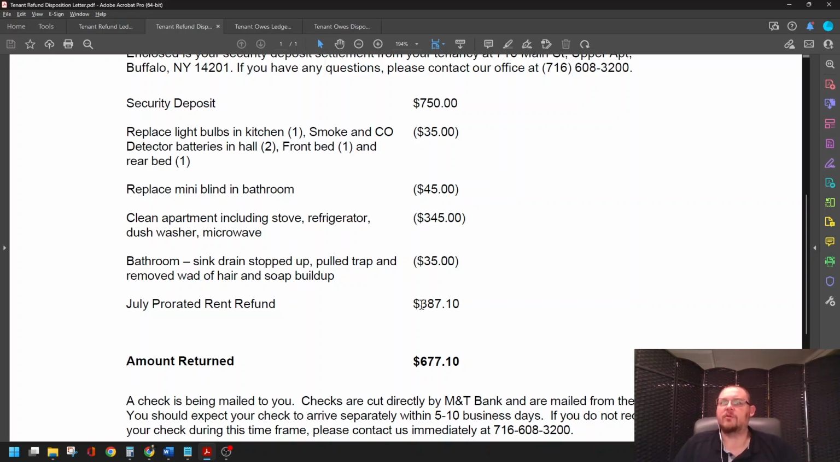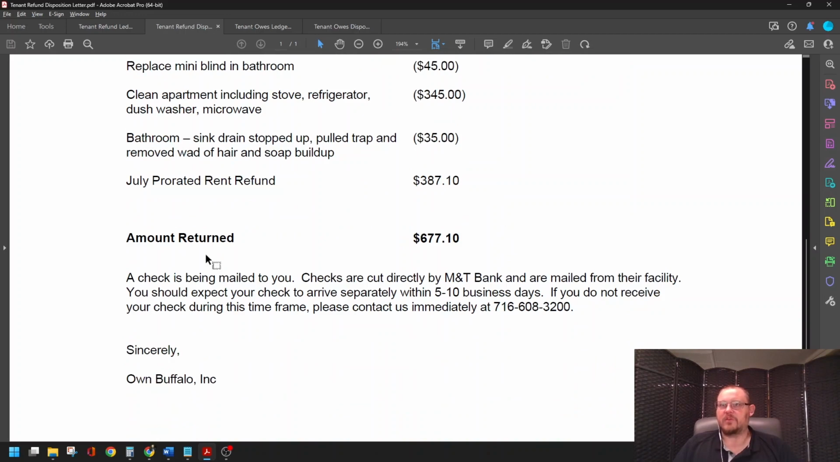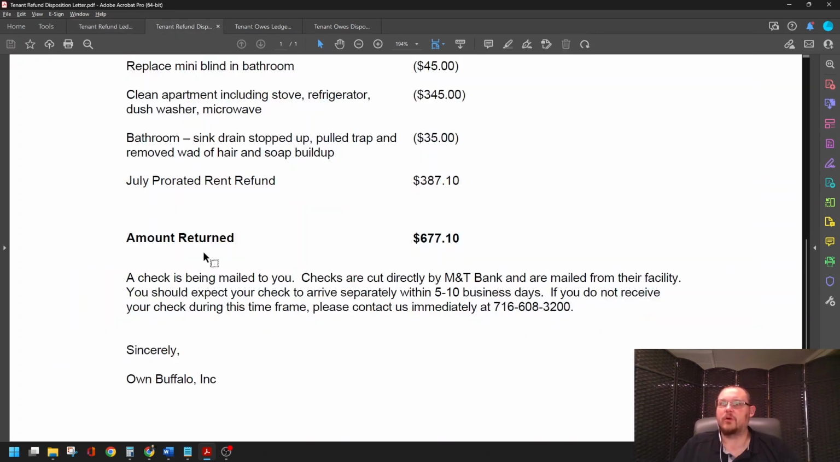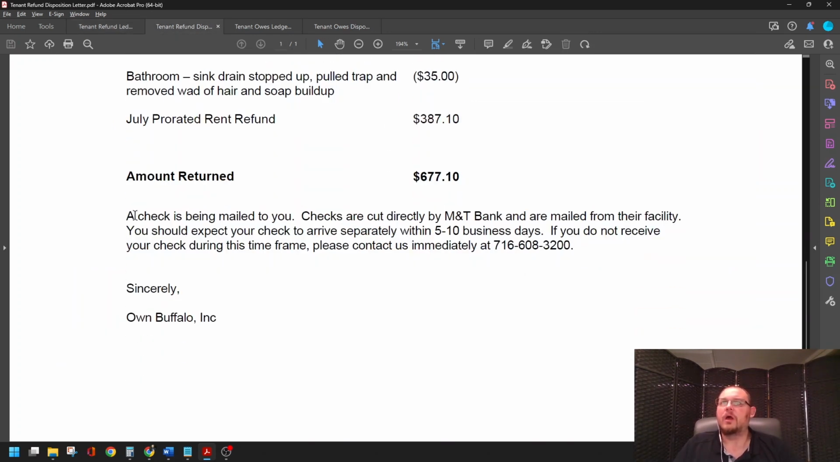And then finally, they overpaid their July rent based on that new prorate, so there was a refund of that amount. If you do all the math on this, it comes out to an amount returned of $677.10. That matches the bottom of our tenant ledger, and we know that this guy is good to go. A check is being mailed to you. Checks are cut directly by M&T Bank and are mailed from their facility. You should expect your check to arrive separately within 5 to 10 business days. If you don't receive your check, please contact us immediately.